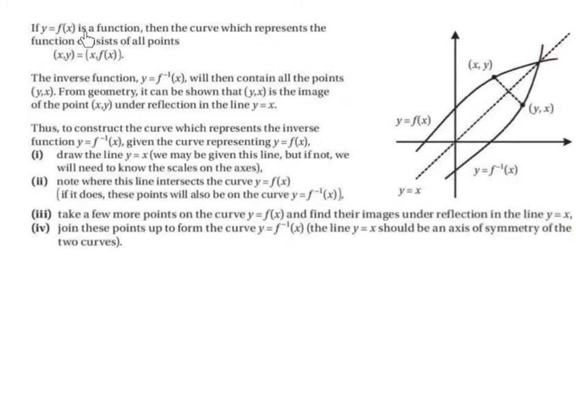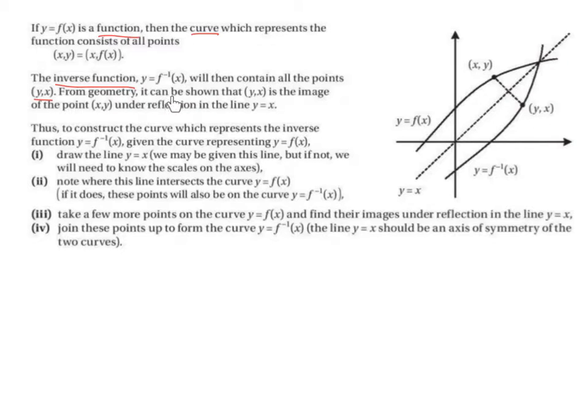If y equals f of x is a function, then the curve which represents the function consists of all points (x, y), which equals (x, f of x). So x mapping to y consists of all the points x mapping to y. The inverse function, y equals f⁻¹ of x, will then contain all the points (y, x). So y mapping to x.